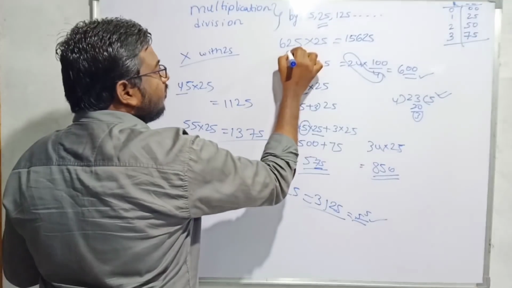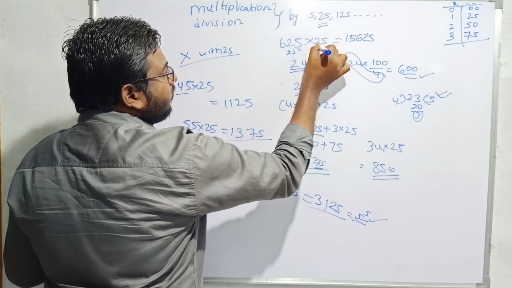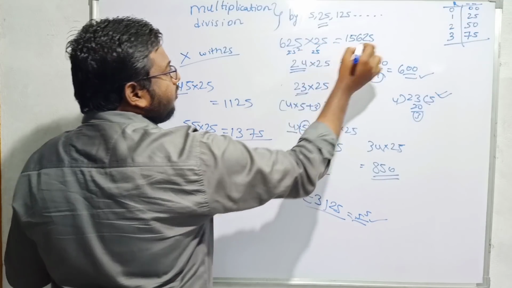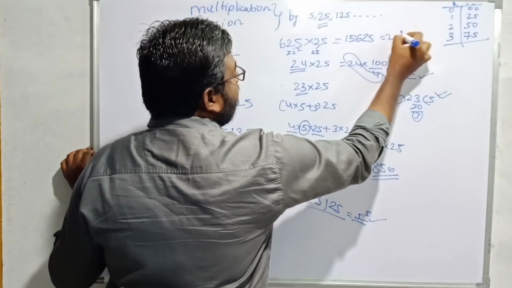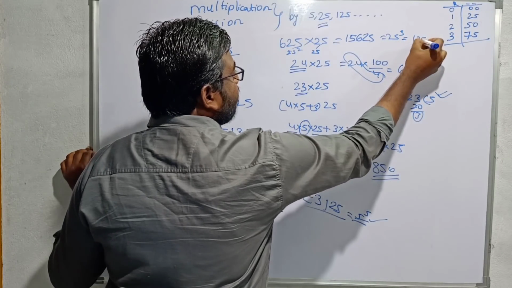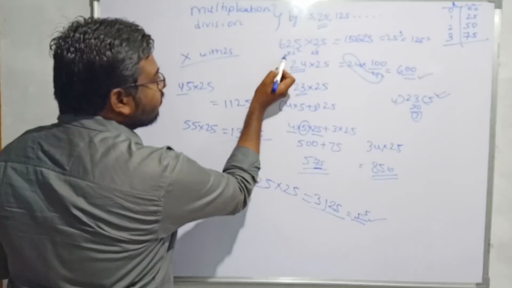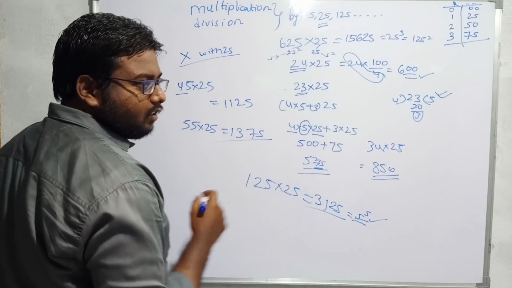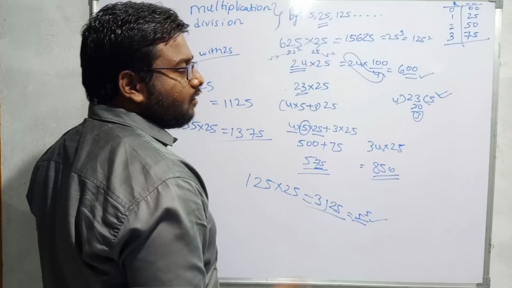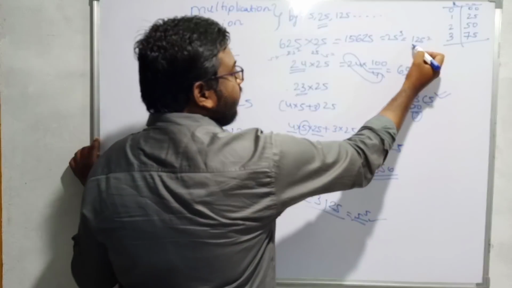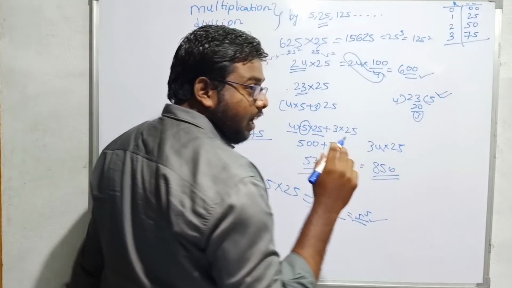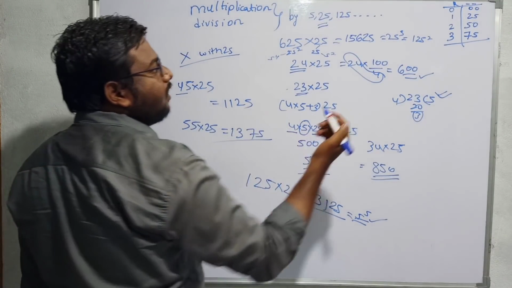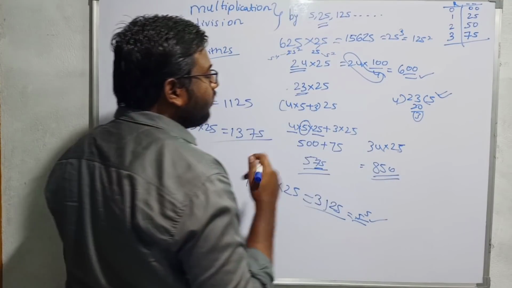This is nothing but 25 square, and this is 25 cube, and this can be written as 125 square also. Why? Because 25 square means this is 5 power 4, this is 5 square, this is 5 power 6. That means 5 cube whole square. You can write like this. 5 cube whole square means 125 whole square, and you can write this also as 5 square whole cube, then this is nothing but 25 cube. Like that also you can do.